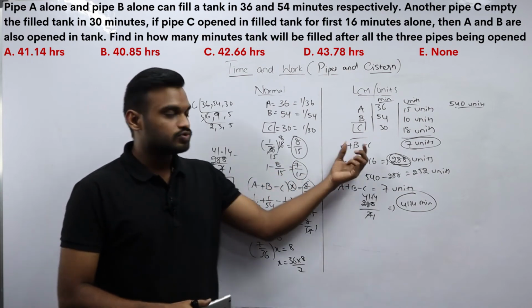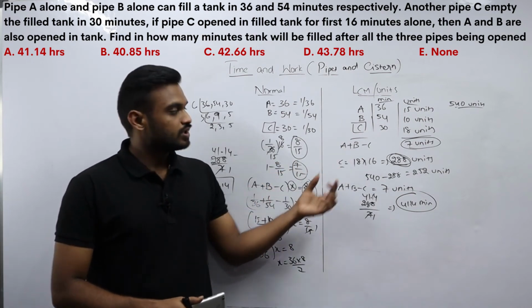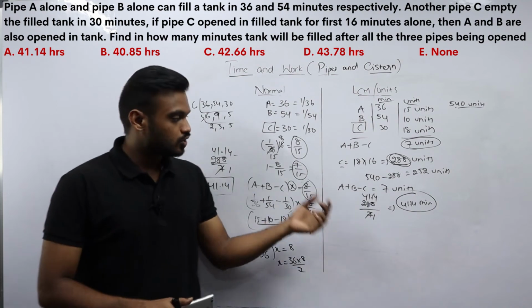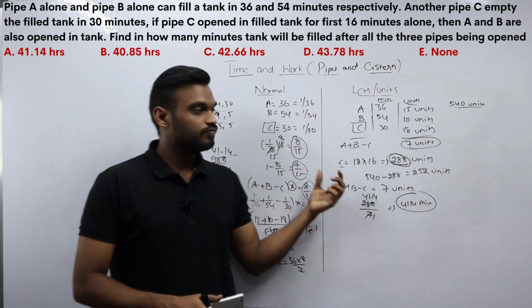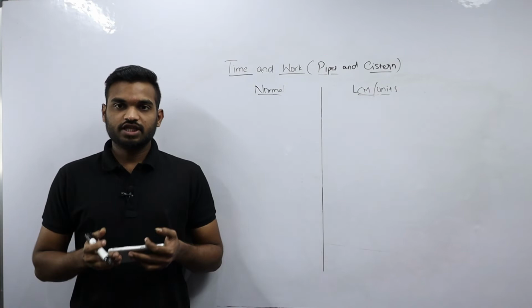Okay. So understand this question very carefully. For the first 16 minutes only C is opened. After that A, B and C are all open. So they totally take 41.14 minutes to fill the entire tank. Okay. Now let's see the fourth problem.